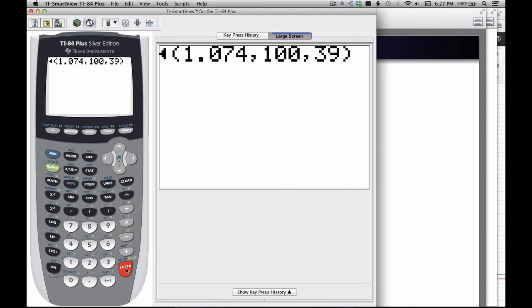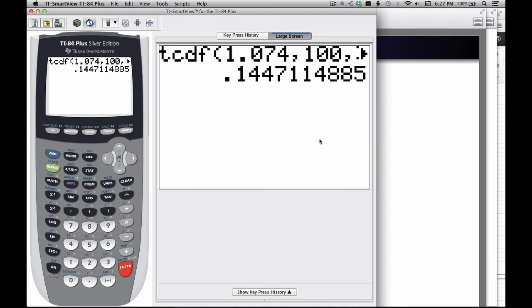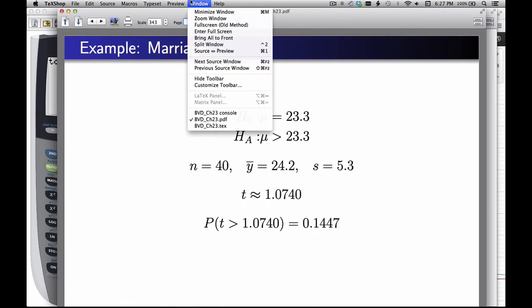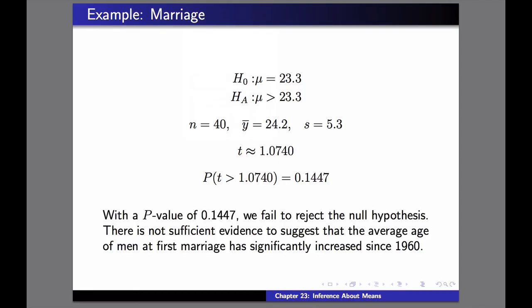And we stick that in the calculator. And boom, there's my p-value. Same one I got right there. Good. Now, what do we do with that? Well, with a p-value of 0.1447, that means that about 14.5% of the time, I could make this observation right here if this is the true mean.